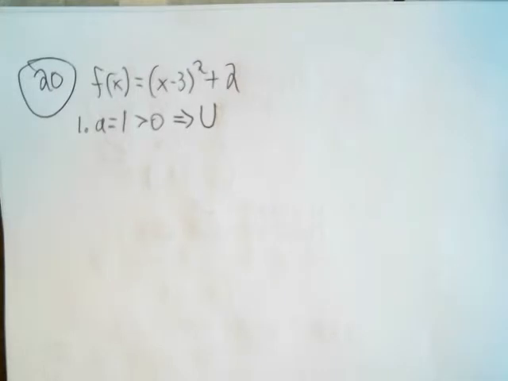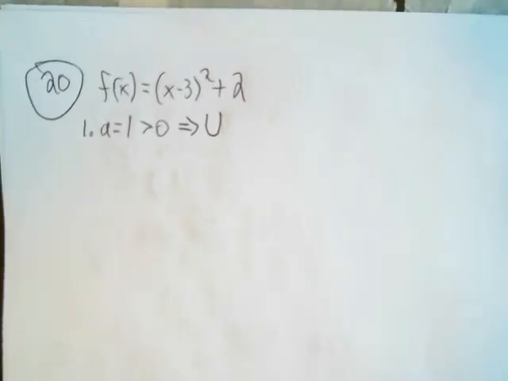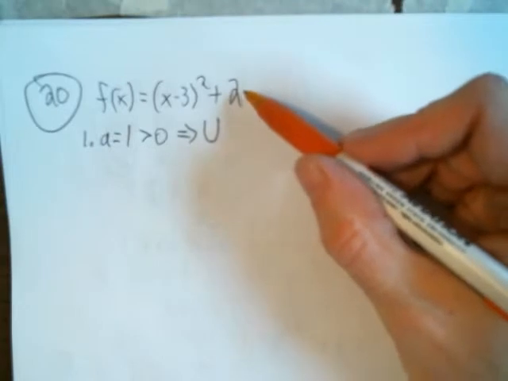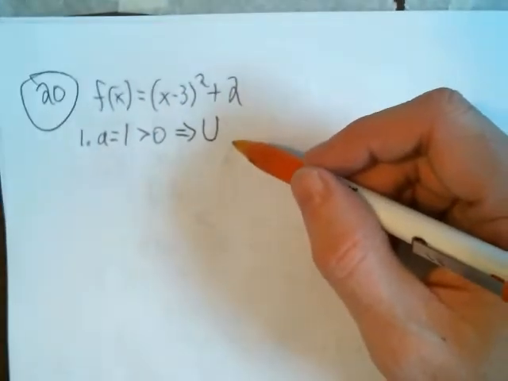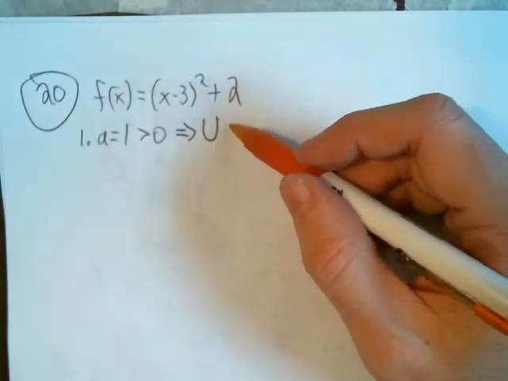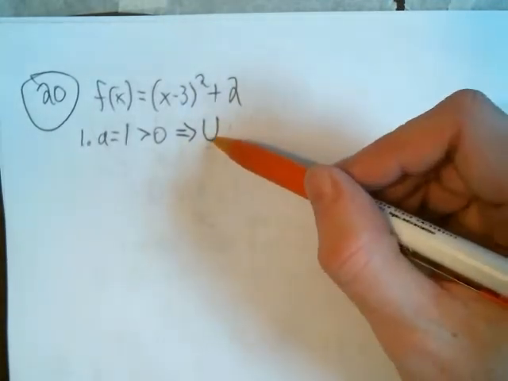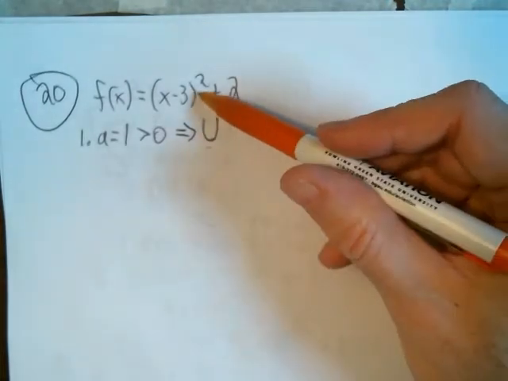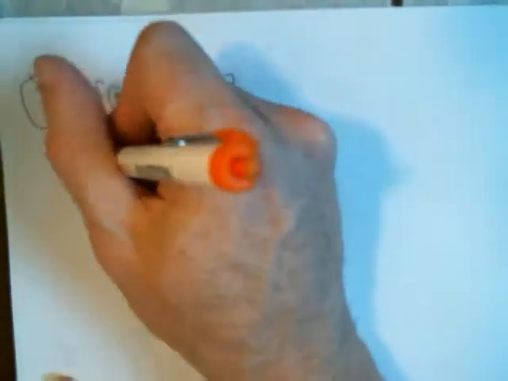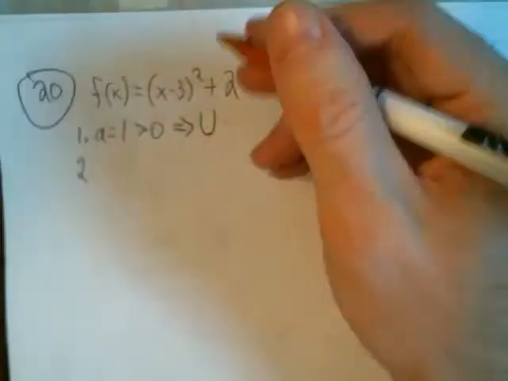The domain will always be all real numbers. It's a polynomial type. There's no division symbol, there's no radical. Anything goes. The domain is all real numbers. The range you can tell from the y position of the vertex. So it's going to start here and then go up.